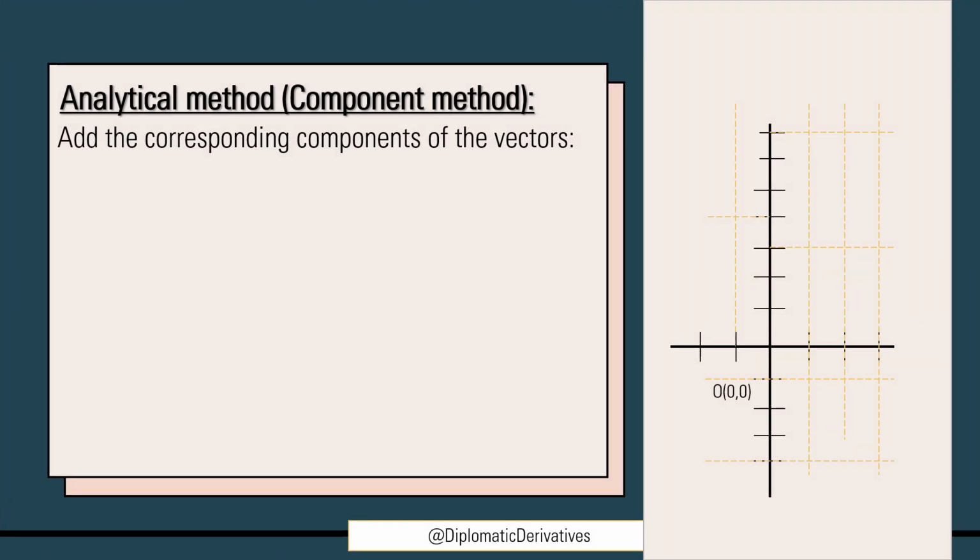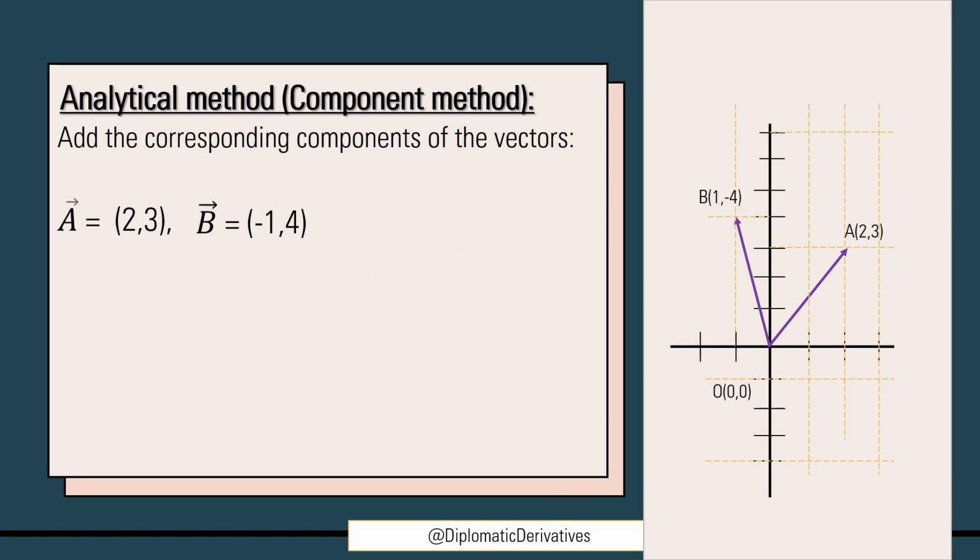Second is the analytical method or the component method. Again, very easy. Here also we have already drawn the x-axis and the y-axis. Now we have the first point, A is equal to 2, 3. So 2 on the x-axis, 3 on the y-axis brings us to the first quadrant, and that's the vector. Second is point B. Unlike the head to tail rule, here we will draw the second vector also from the origin, not from the head of the first vector. So both the points are drawn from the origin.